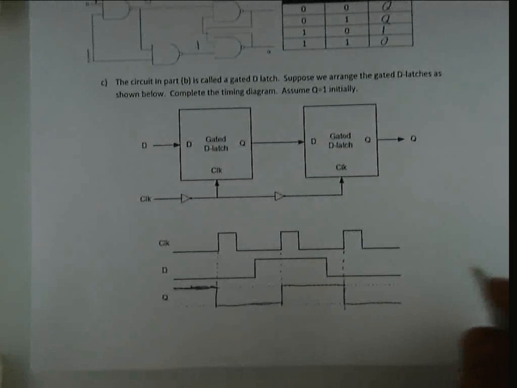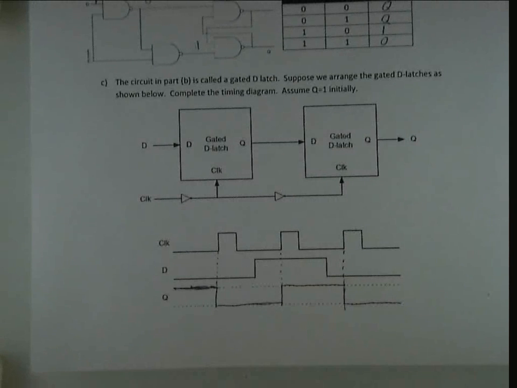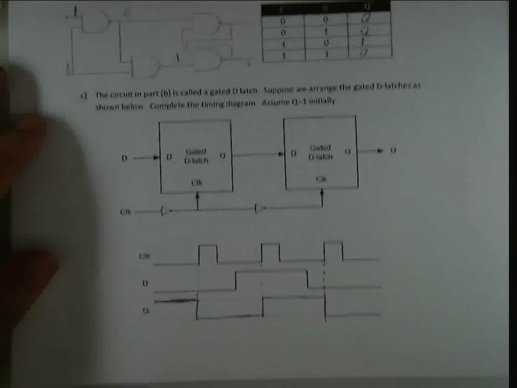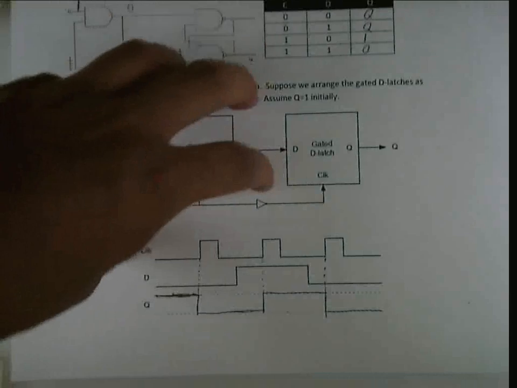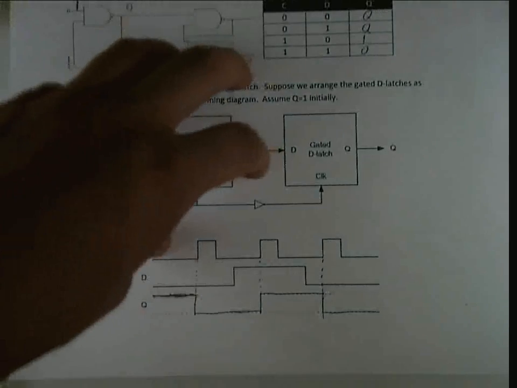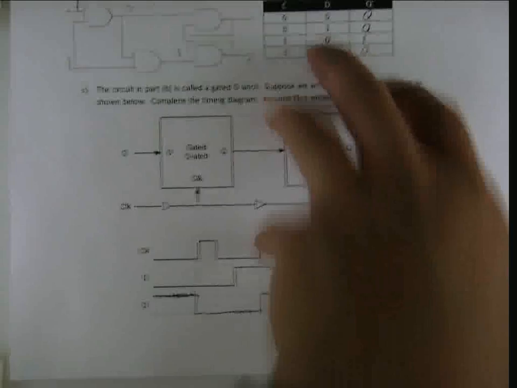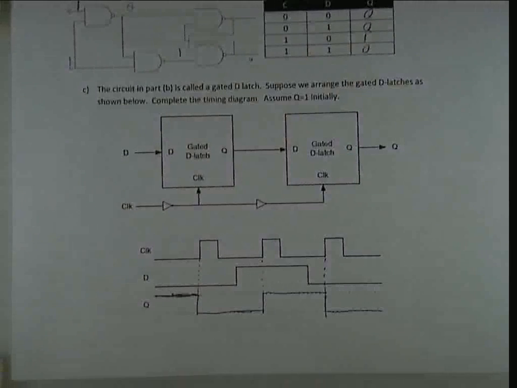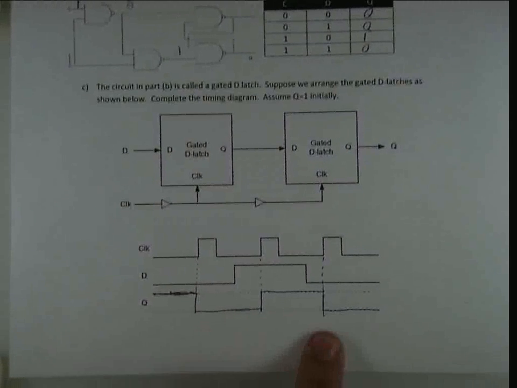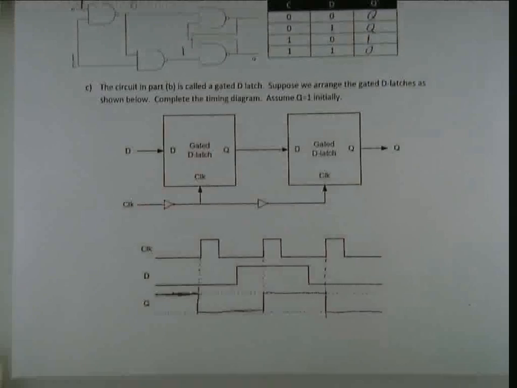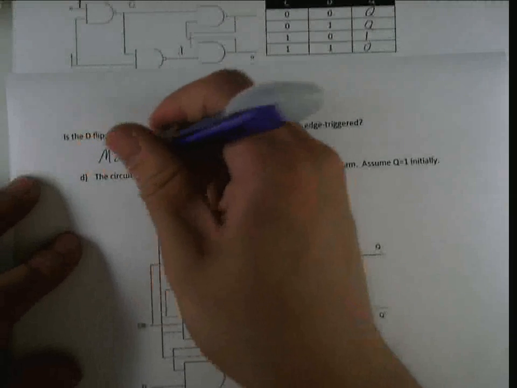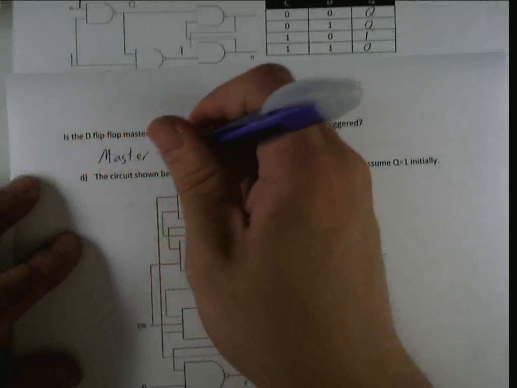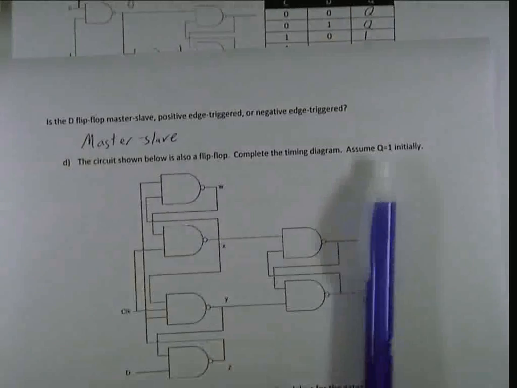And then the next question asks, is this D flip-flop master-slave, positive edge triggered, or negative edge triggered? Well, because we have the logical setup of a master latch here and a slave latch here, we know this is master-slave. Even though it changes only on the positive edges, the logical setup tells us that it's master-slave. And that concludes this video.